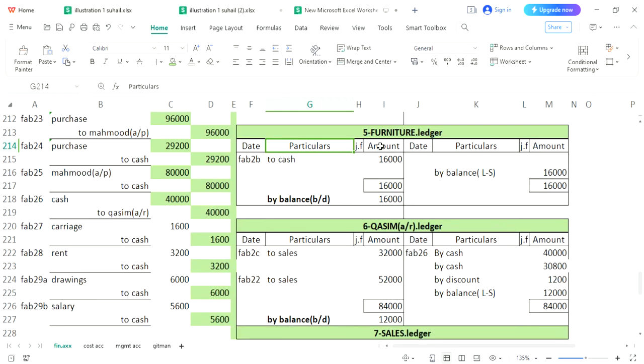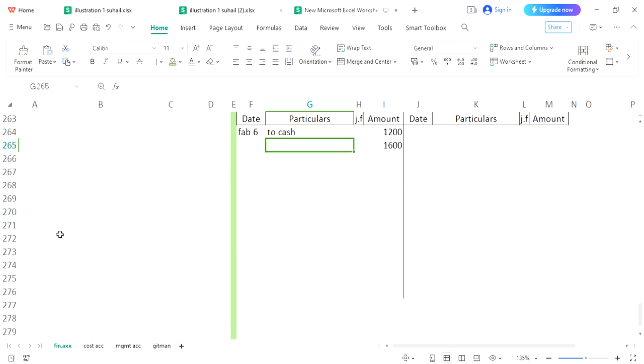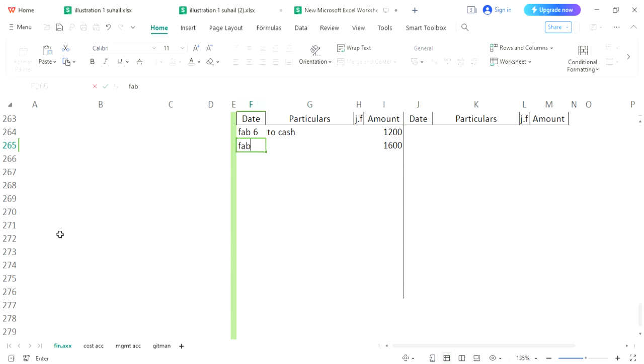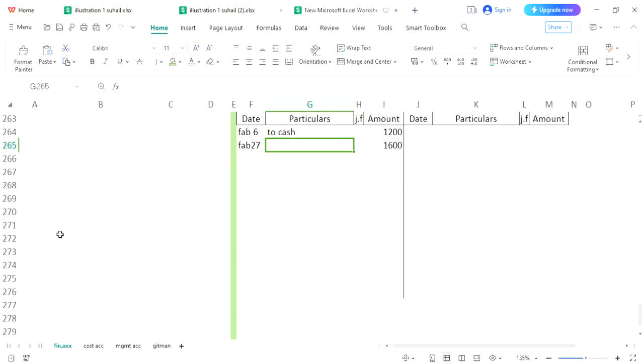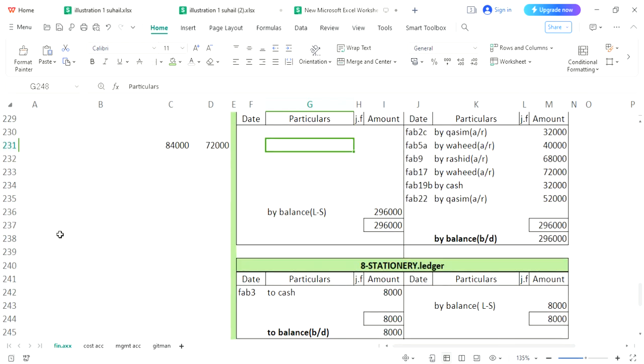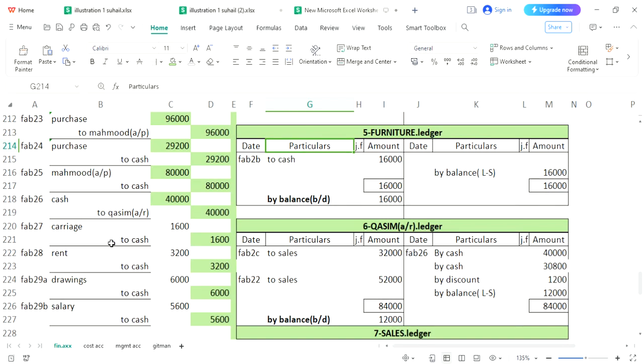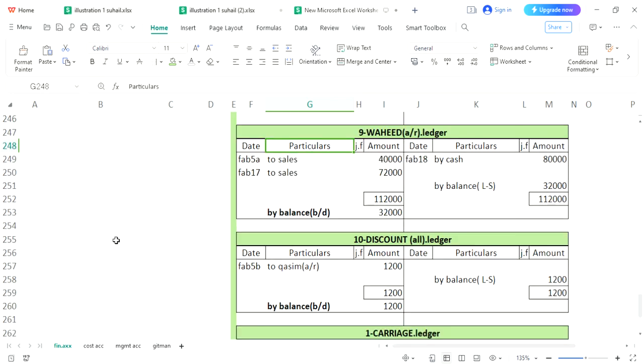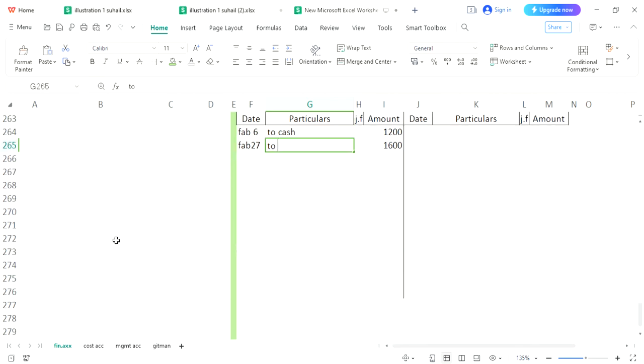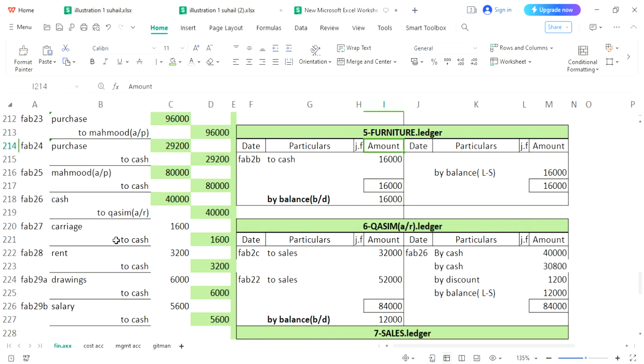Let's see what was the reference for this 1600. You can see it's February 27. I have seen the date, February 27. We were searching for the reference of 1600. So what is written on the opposite side? It is to cash. So to cash will be used as the reference. Reference is completed, date has been mentioned, amount 1600 has been posted. It means this entry is completed and we can mark it as done.